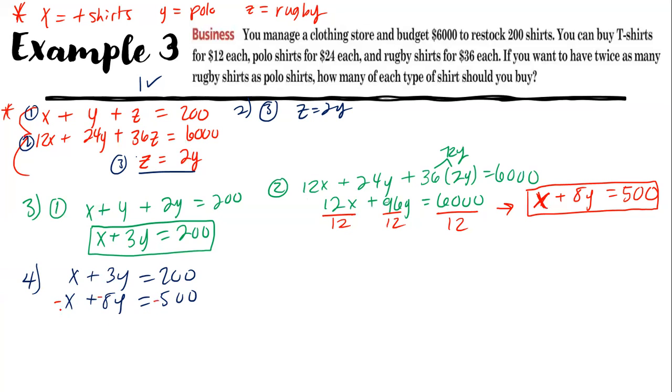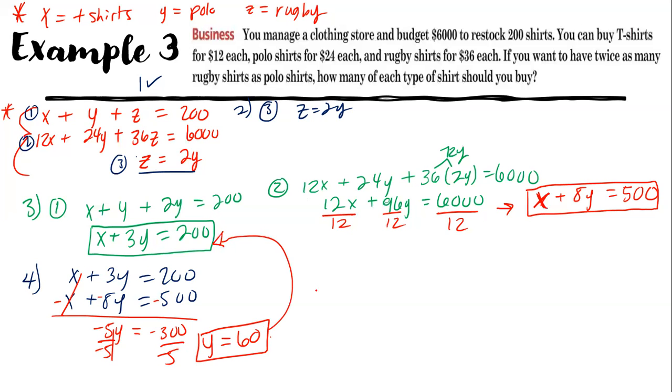Negative, negative, negative. I'm going to multiply by -1. That eliminates my X's, leaves me with -5Y equals -300. Divide by -5. So Y equals 60. Okay, so I can take this value and substitute it in to solve for X into either one of these. So I'm going to go for the smaller one. So I have X plus 3 times 60 equals 200. So X equals 200 minus 180. So X equals 20.